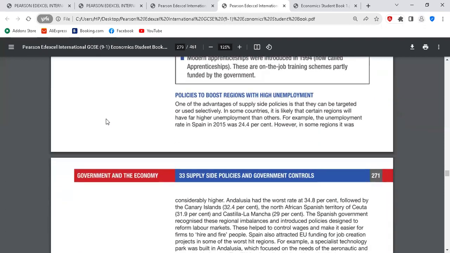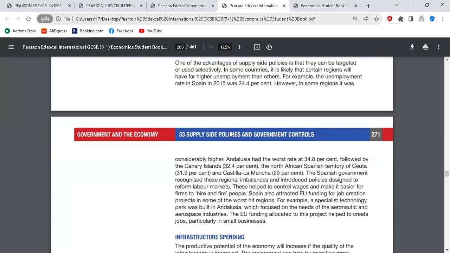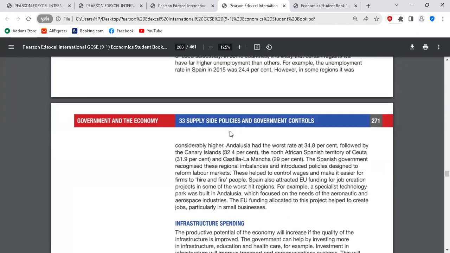Policies to boost regions with high unemployment. One of the advantages of supply side policies is that they can be targeted or used selectively. In some countries, it is likely that certain regions will have far higher unemployment than others. For example, the unemployment rate in Spain was this. However, in Spain, in some regions, it was considerably higher.